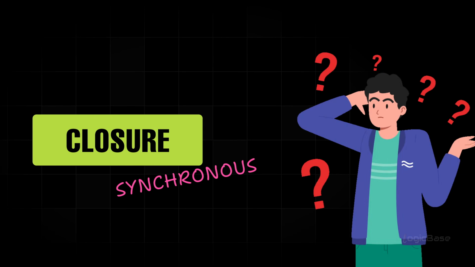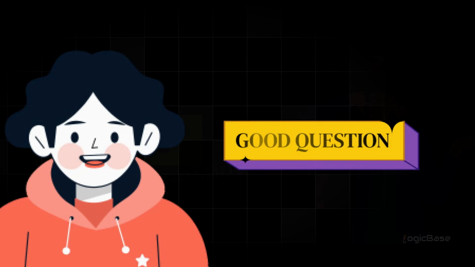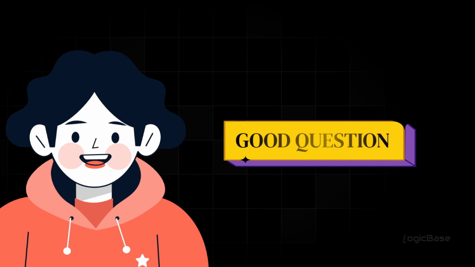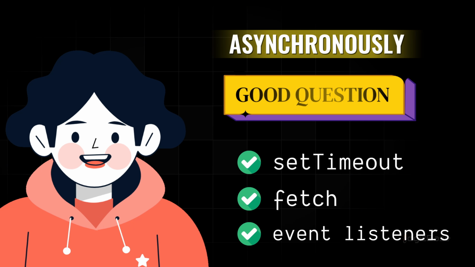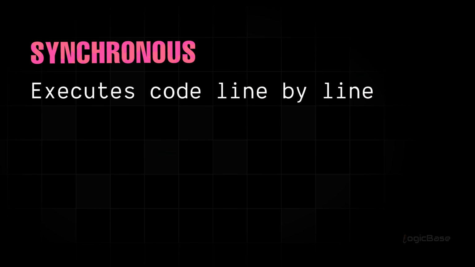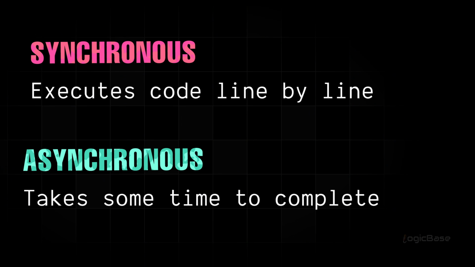So far, all the examples we have seen were using closures in a synchronous way. Now, many people might wonder, okay, but how do closures work in asynchronous situations? That's a very good question. In real-world coding, most tasks run asynchronously, like with setTimeout, fetch, or event listener functions. The key point is, synchronous code executes line by line, but asynchronous code takes some time to complete. That means you call a function, but its result arrives a little later.